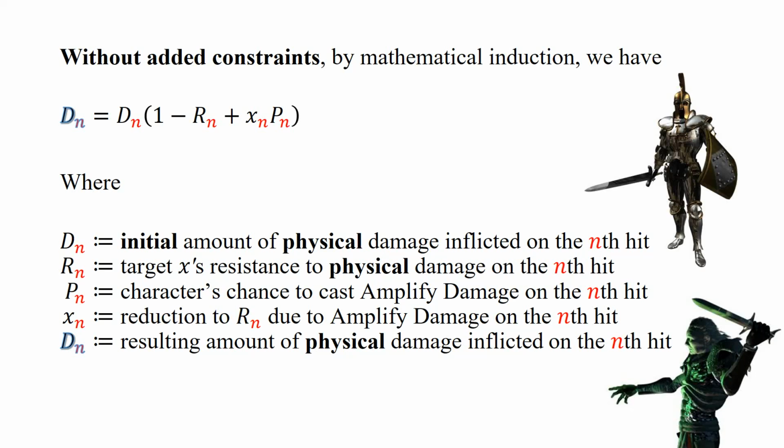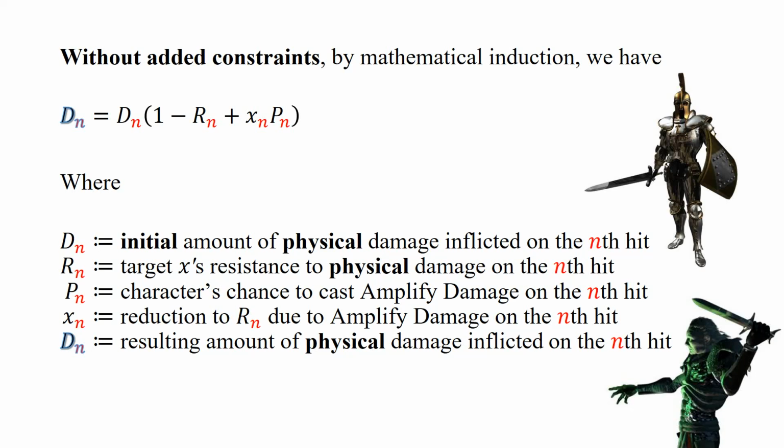So we have that for any nth hit in the sequence, the resulting amount of physical damage inflicted on that nth hit is given by this equation, where D sub n, that is the non-outlined in blue D sub n, that's the initial amount of physical damage inflicted on the nth hit. Now, why do we distinguish it with respect to n? Well, maybe it varies with n, where R sub n is the target X's resistance to physical damage on that nth hit. Again, maybe the physical resistance of the target varies with time. And so, it differs from one hit to the next.